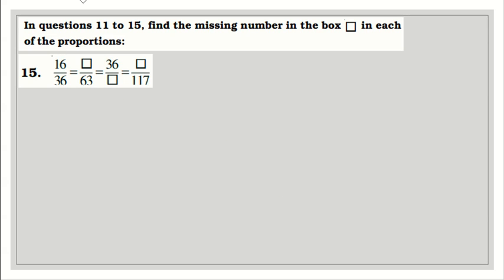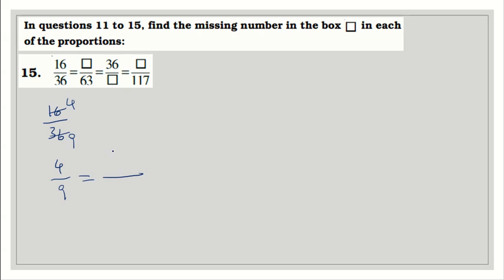The 15th question has 3 missing numbers. You can assume any variable for each missing number. But in short, do we have anything? Let me try. Here 16 upon 36 is a fraction given to us. If I simplify it, it becomes 4 fours are 16, 4 nines are 36. That means 4 upon 9 is the simplest form or lowest form of the fraction 16 by 36.